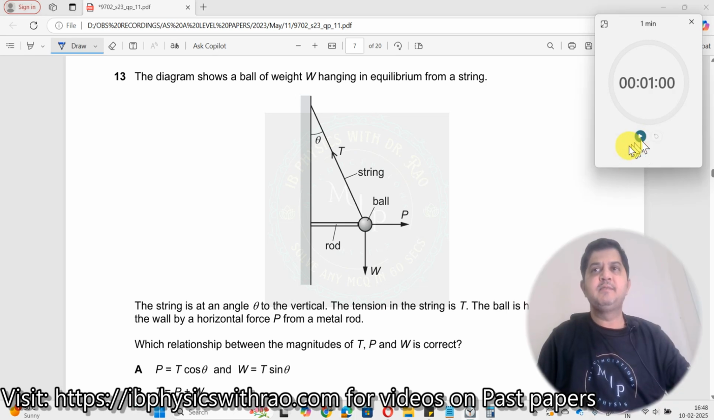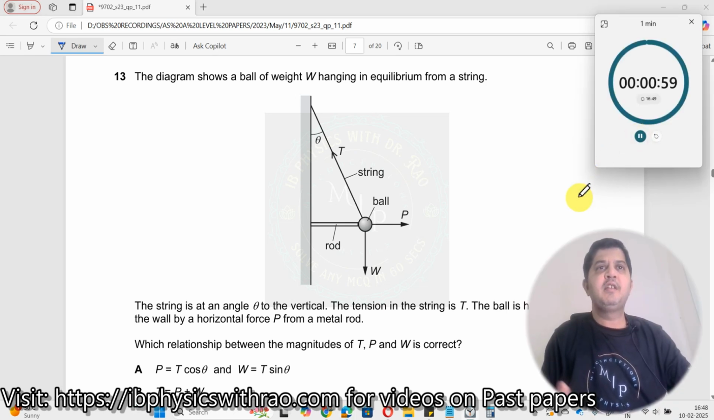Question number 13. The diagram shows a ball of weight W hanging in equilibrium from a string. Okay, so there's a ball of weight W hanging in equilibrium with the string. The string is at the angle theta to the vertical.